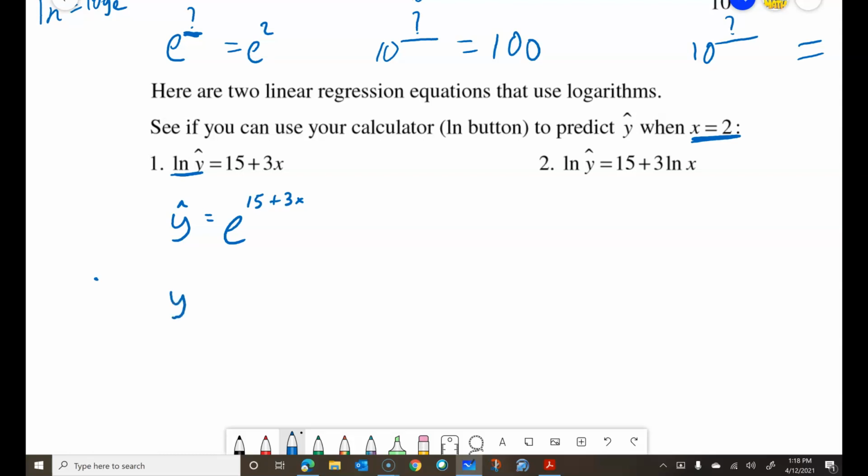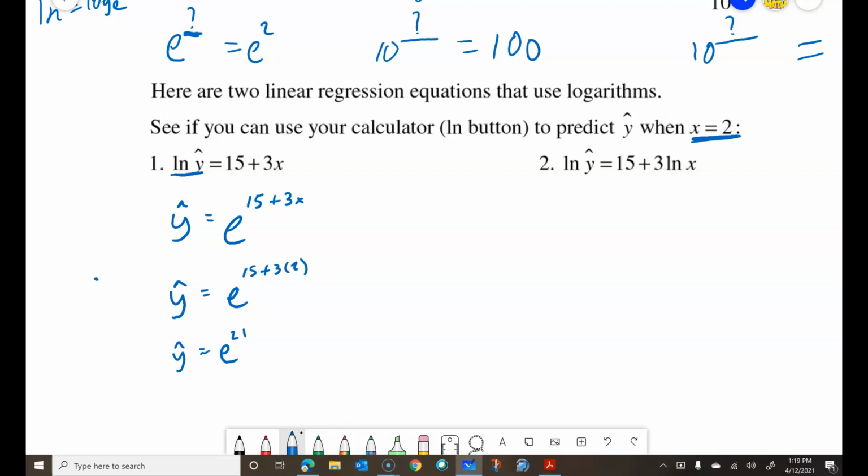And then we would easily be able to use that to make our prediction. So this would be e to the 15 plus 3 times 2, which would be y equals e to the 21st power. And at that point, we would use the calculator for that. Just plug into the calculator to finish that off.